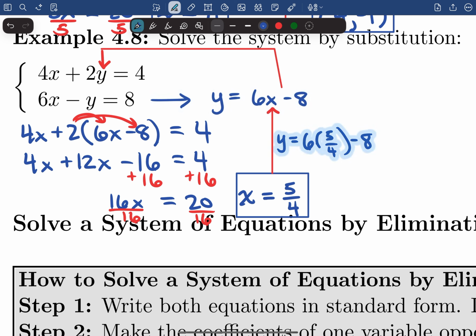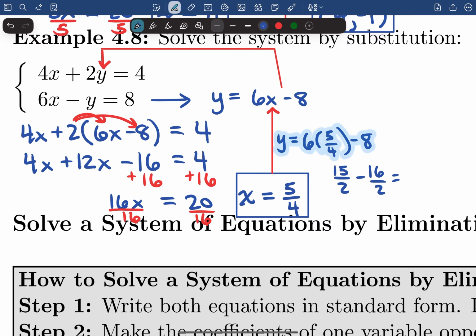And let's see, 6 times 5 is 30. 30 divided by 4 doesn't come out quite clean. 30 divided by 4 is 15 halves. So I'm going to write it as 15 halves. And then 8 is 16 halves. Agreed? 8 is the same thing as 16 divided by 2, so I can write 8 as 16 halves.